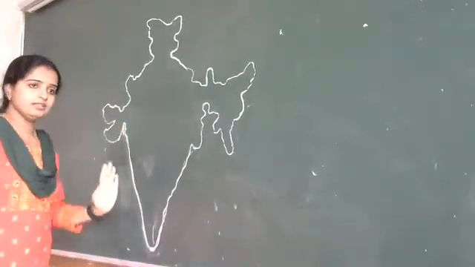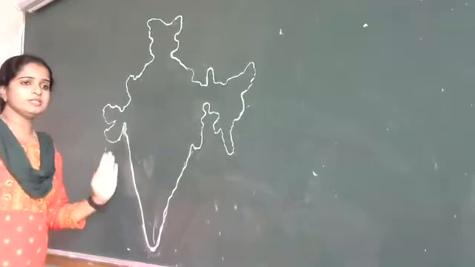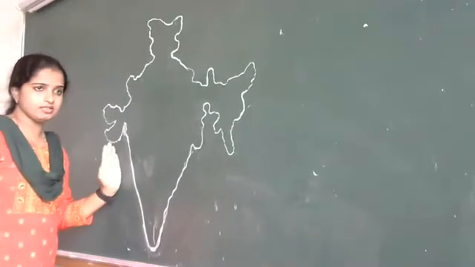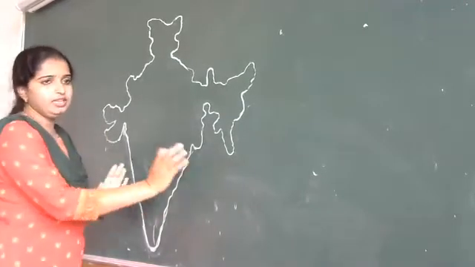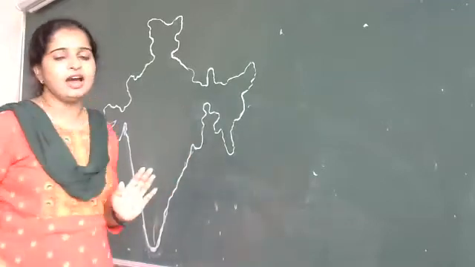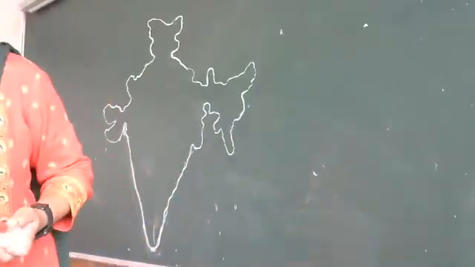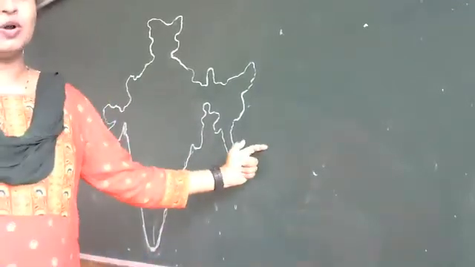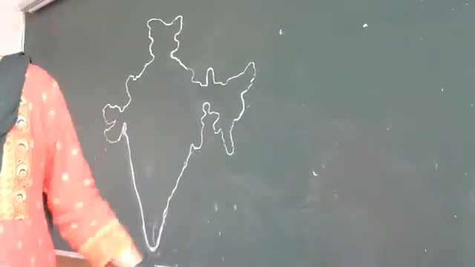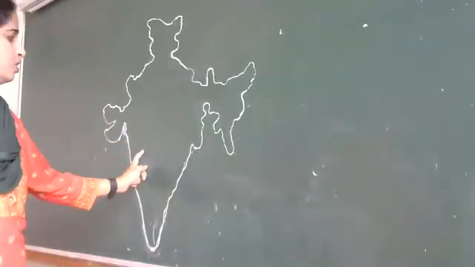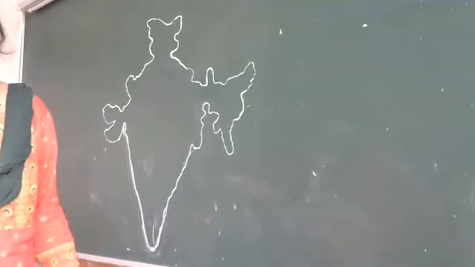Okay, this side. What comes here? Western Ghats, because it's the west side, and here we have Eastern Ghats. The range on the east is called Eastern Ghats. The range on the west is called Western Ghats.